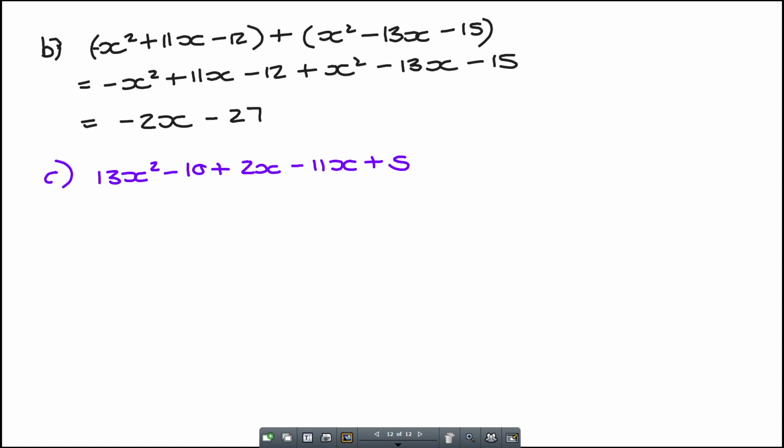No, it's when we work with exponents. Anything to the power of 0 is 1, yeah. But if it's 0 x squared, that's actually 0 times x squared. And anything multiplied with 0 would just be 0. So that's why we write nothing. Okay.